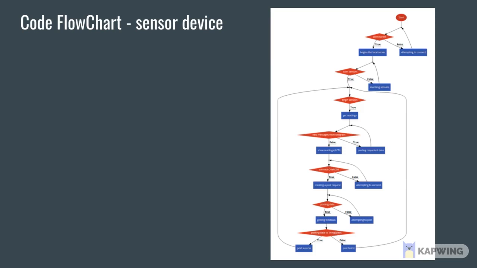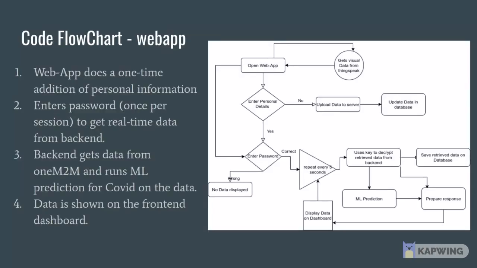It will show the readings on the LCD. It will then connect to the 1M2M cloud services. It will encrypt the data, take the hash of the data, and upload the data on 1M2M. Then it will post the data on ThingSpeak, and if everything executes successfully, it will repeat the process all over again.